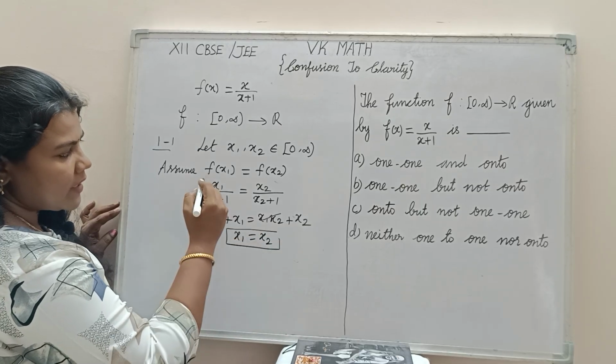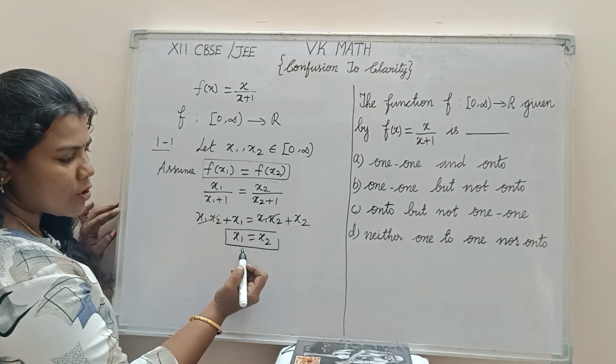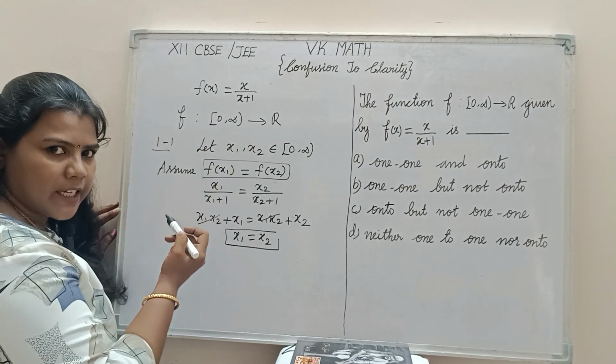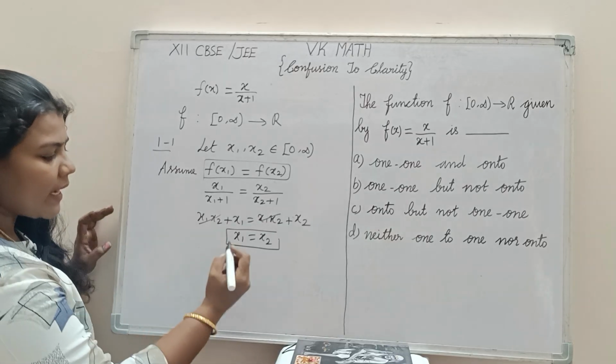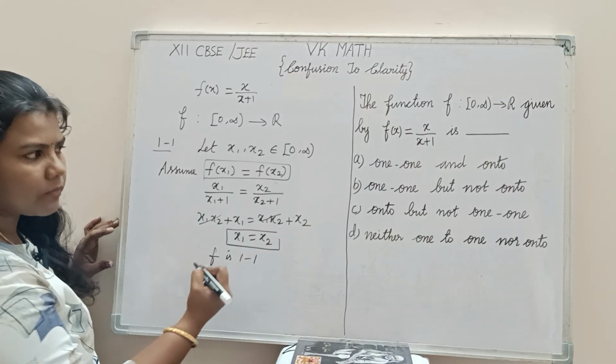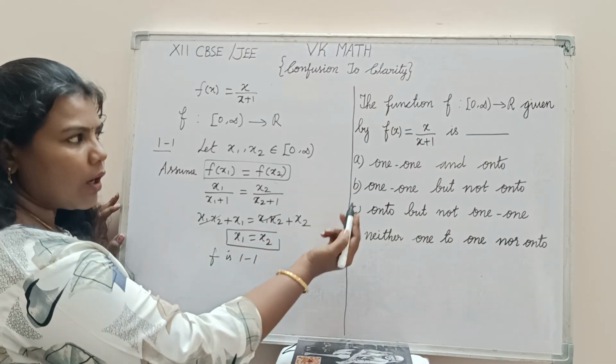It means that when the images are the same, the elements are also the same. Different elements of the domain are related to different elements of the codomain. I can conclude that the given function is a one-to-one function. Now we move on to the onto function.